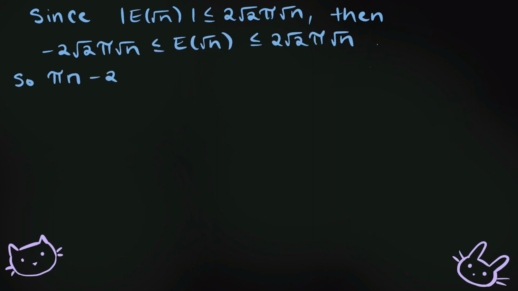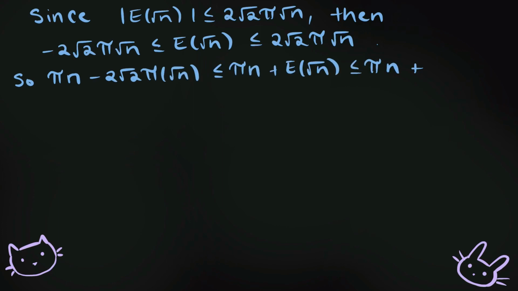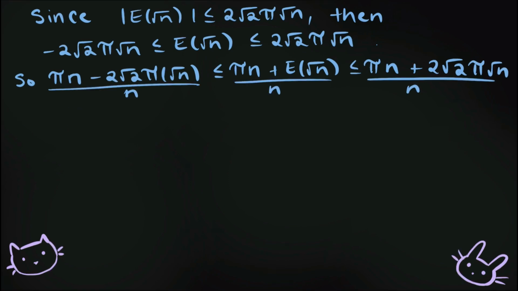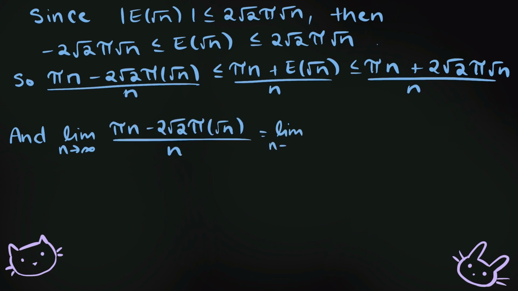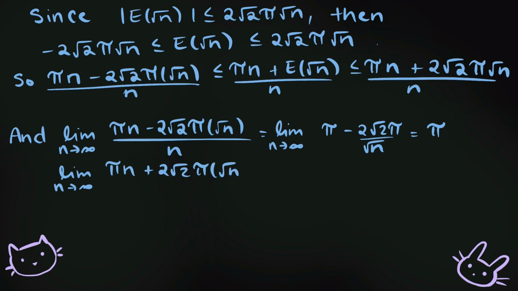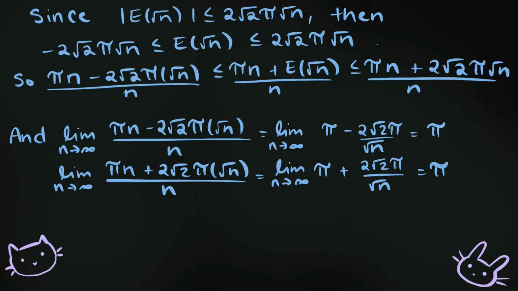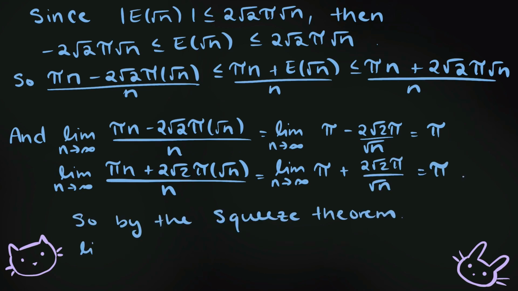Okay, so now let's add pi n to all of these, to this inequality. And again, let's divide by n. Since n is a positive number, it's okay. So now we get this new inequality. And we'll use our friend the squeeze theorem. So on the left side, we take the limit as n goes to infinity and we get pi. And again, on the right side, we take the limit as n goes to infinity and also get pi. So by the squeeze theorem, we get that this limit is pi.